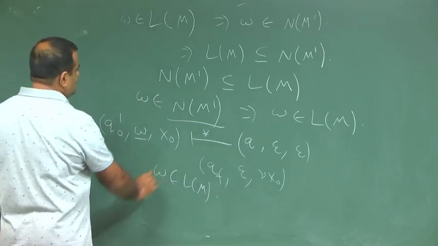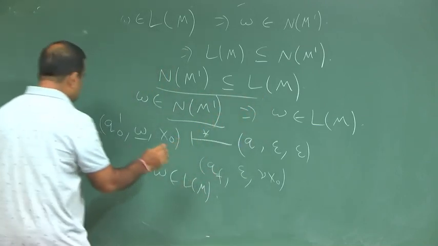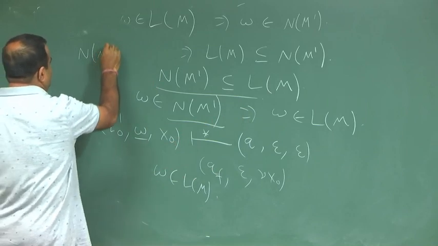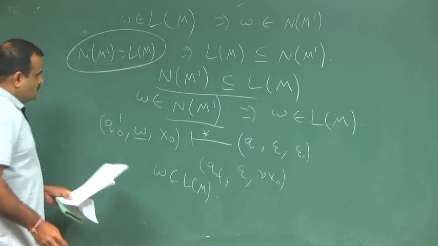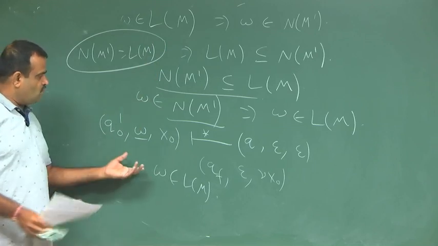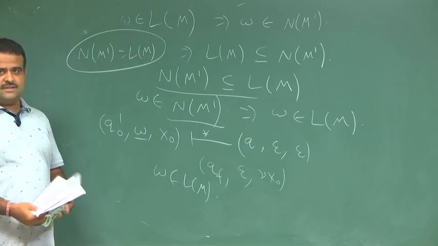So that means L of N is a subset of this. So this means L of M prime is equal to L of N. So this is the proof. Anyway, the formal proof will be given in the lecture notes. Thank you.